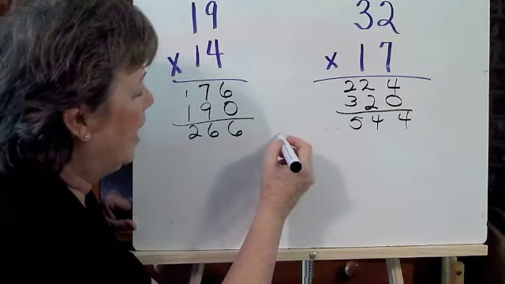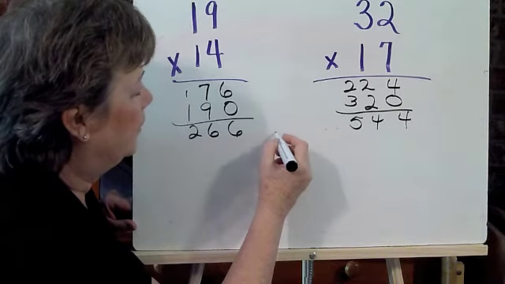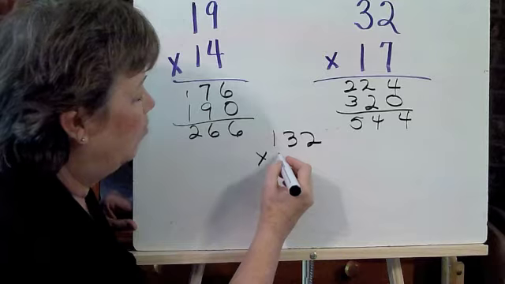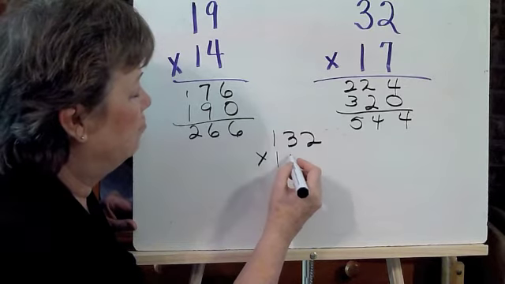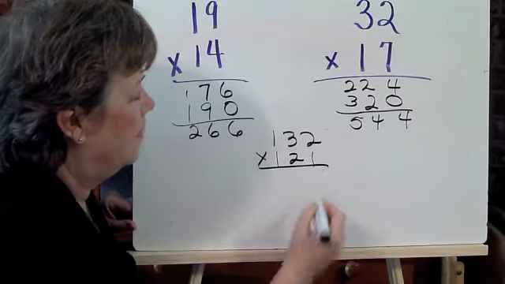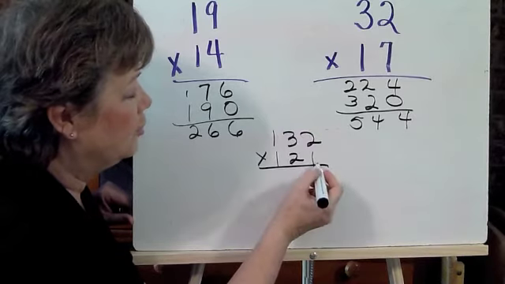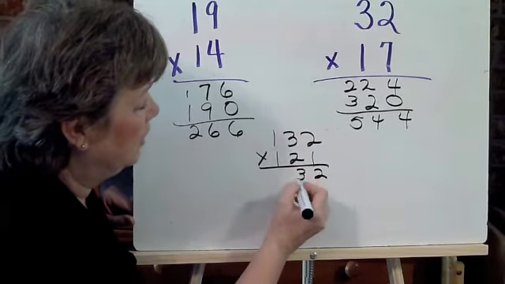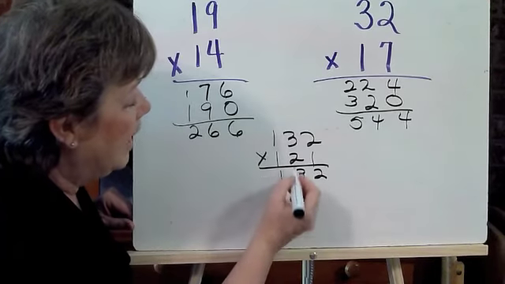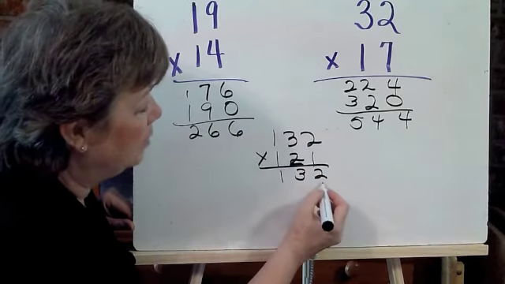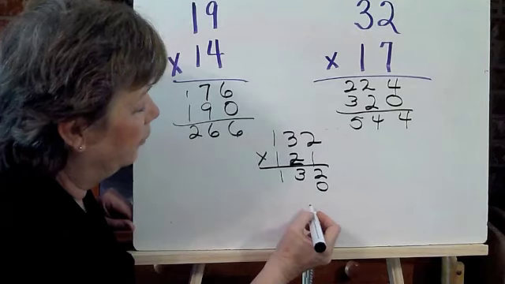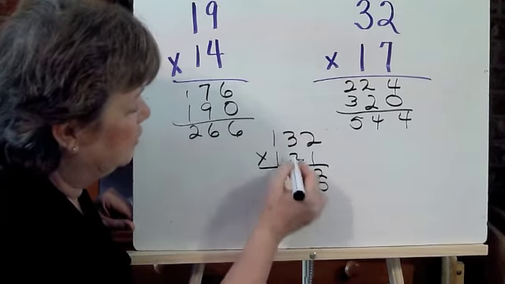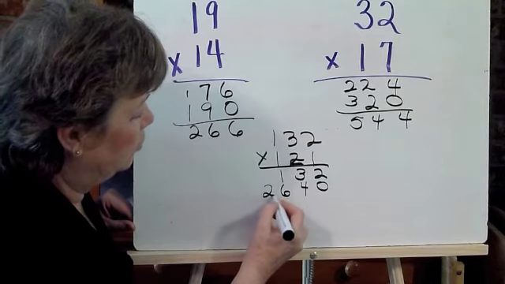Now, just to kick it up a notch here, if by chance we had 3 digits, let's just say we had 132 times 121. The first time I'm going to do just like I always do. 1 times 2 is 2, 1 times 3 is 3, 1 times 1 is 1. Now I'm at the second spot, so I hold a spot here. 2 times 2 is 4, 2 times 3 is 6, 2 times 1 is 2.